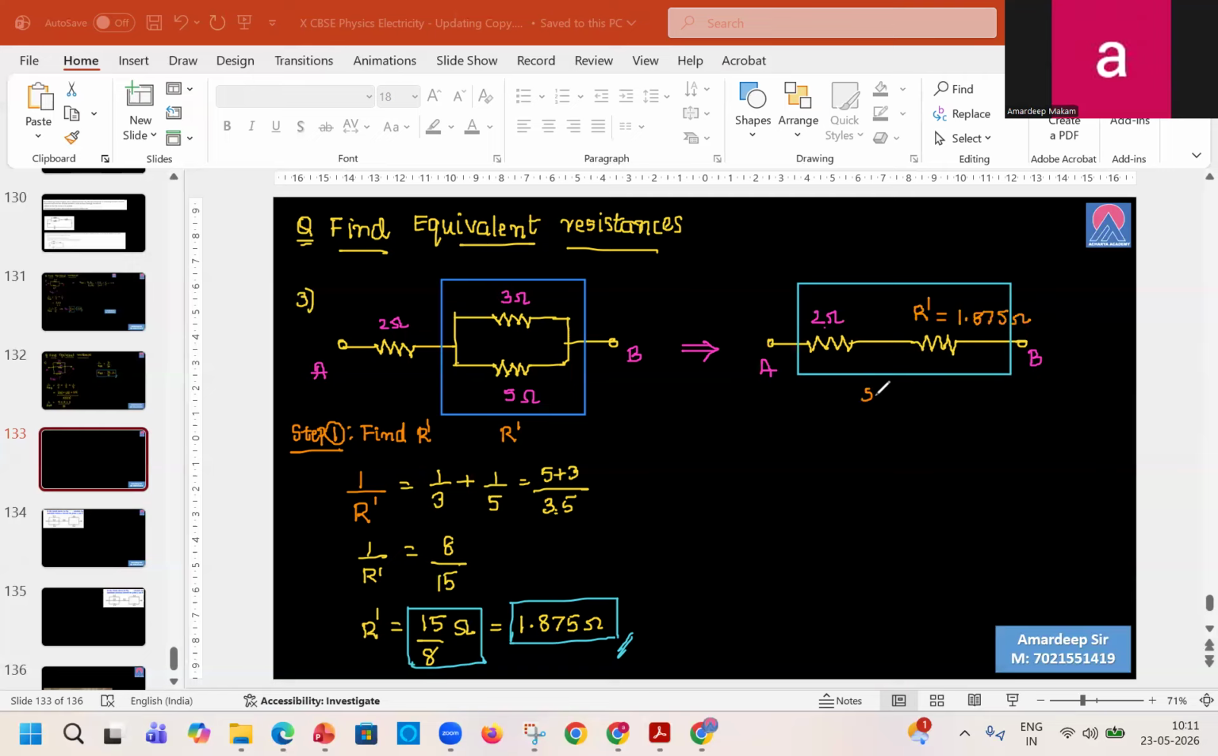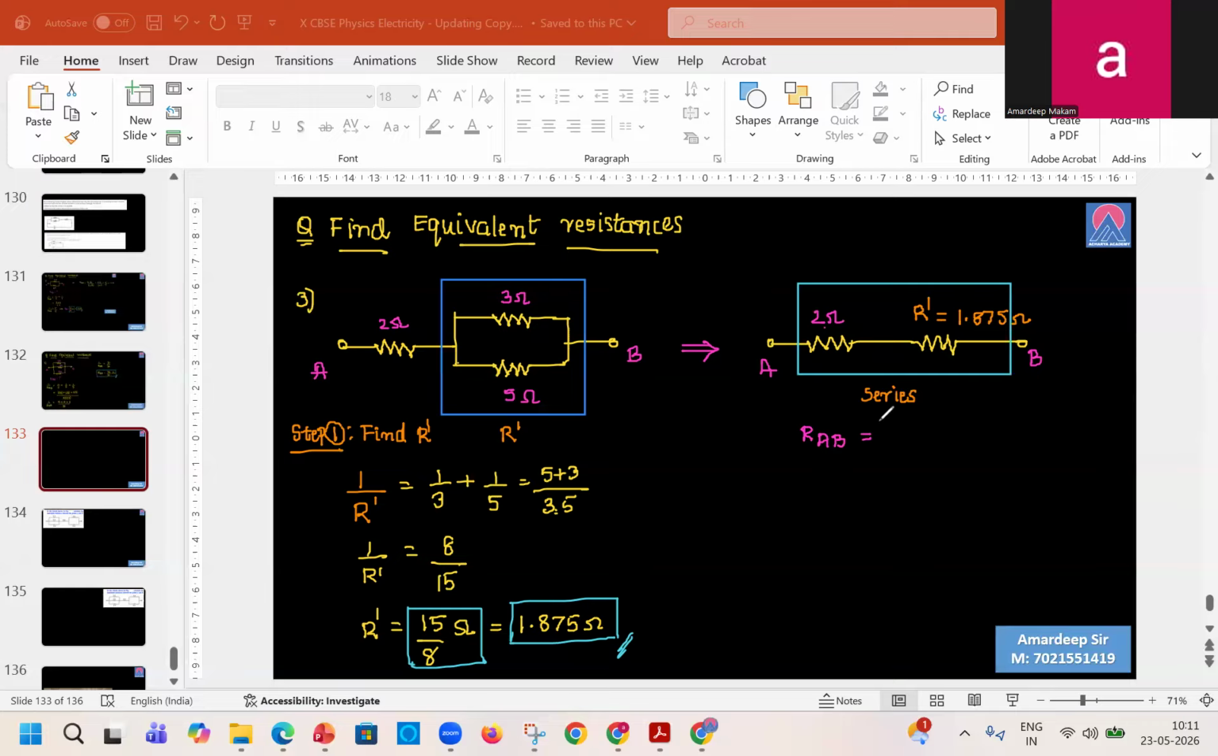So this is in series connection. So you just simply add it. Now, once you add them, what are you going to get? You're going to get the resistance between point A and point B. There's no other remaining thing. So R_AB, which is the resistance between point A and point B, is as good as the original 2 ohm in series with 3 parallel to 5.